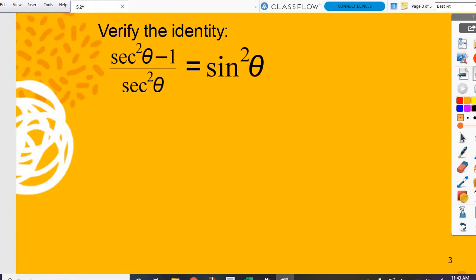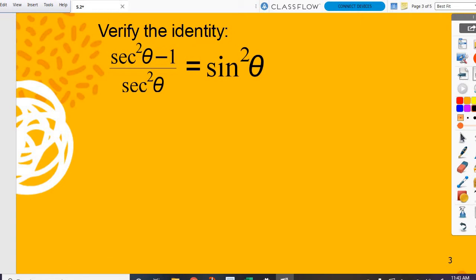So let's look at an example. It says to verify the identity. Proving and verifying mean the same thing, so you'll see both in the directions. It says prove the identity or verify the identity. It just means that we're going to start with one side, do some steps, and we need to end up with the other side.